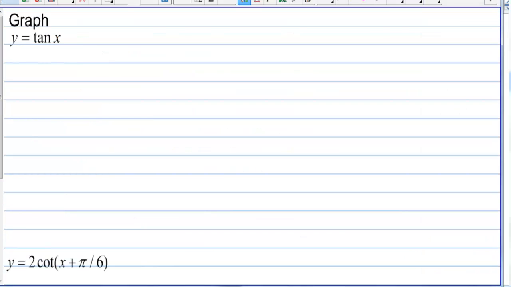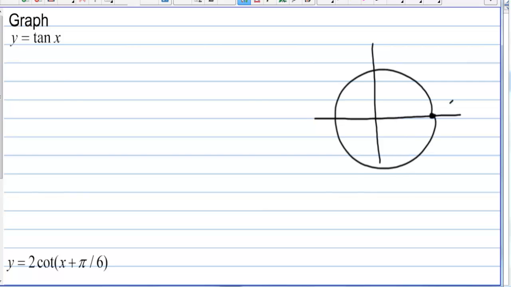All right, how about tangent? We're going to do tangent and then a cotangent. We'll talk about the differences. Let's look at the values as we go around the unit circle. 1, 0, 0, 1, negative 1, 0, 0, negative 1.